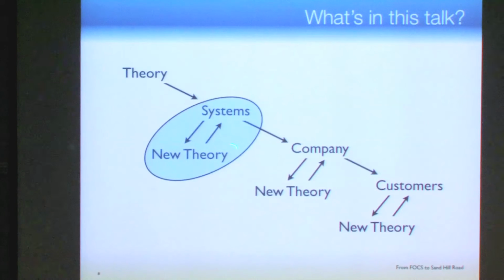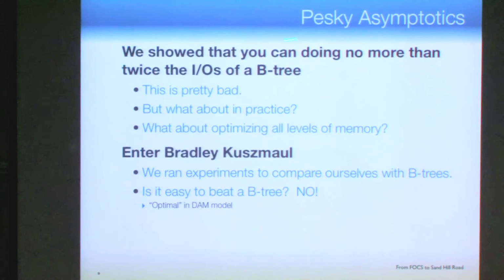All right. So that was the first theory result, and then onto the systems. Pesky asymptotics. We showed that you could do no more than twice the IOs of a B tree without knowing B. Pretty good. It's like the dog that plays chess, but I usually beat him kind of thing. But really, it's pretty bad. Half the speed of a B tree is bad. So, but that's an upper bound. It's 2. What was it really?